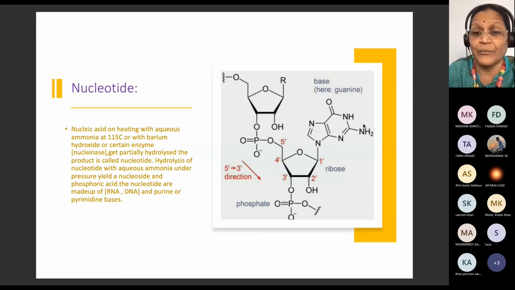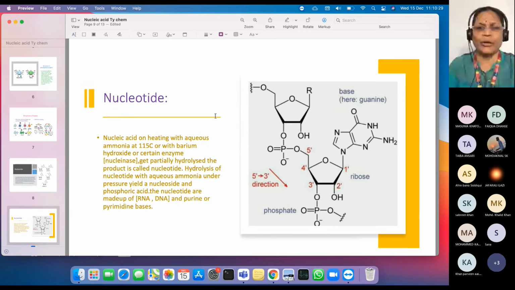Correct? Again you have this base. This is a guanine base. The entire structure is mentioned: base, then you have the sugar, and you have this phosphoric acid. How to draw this structure I shall be explaining to you. What we are going to do is I just take this page and I will show you what exactly you have.